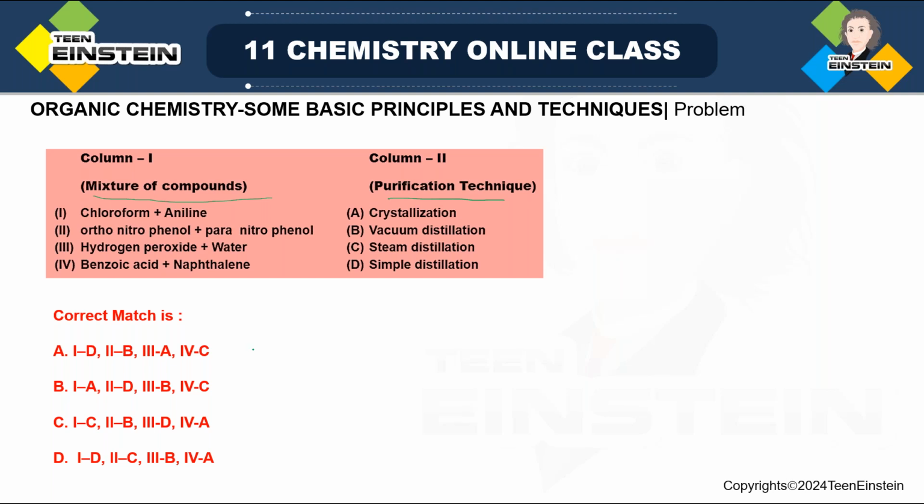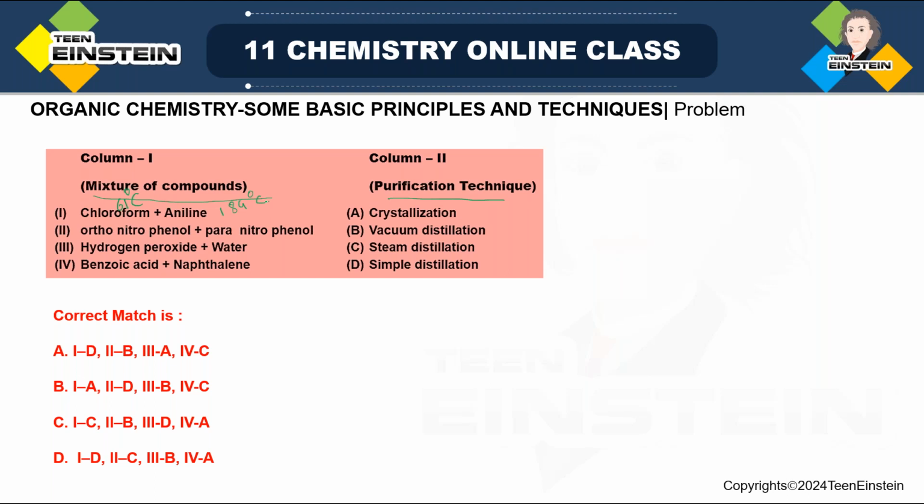Chloroform and aniline, both are liquid. When we try to understand which type of distillation, vacuum, simple or steam, we have to have some basic idea about the boiling point, whether the boiling points are close to each other or highly different from each other. Chloroform boils at around 61 degrees centigrade, and aniline at around 184 degrees centigrade. So you can understand a huge difference is present, right? So we can easily apply simple distillation. We don't have to do any special distillation.